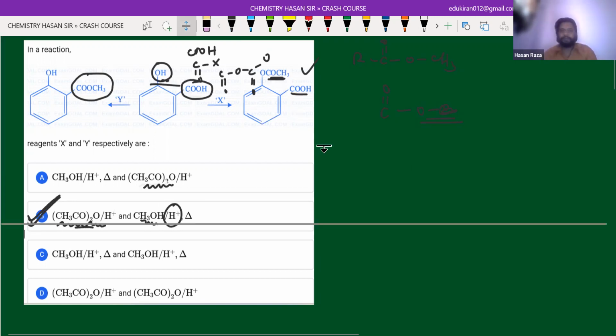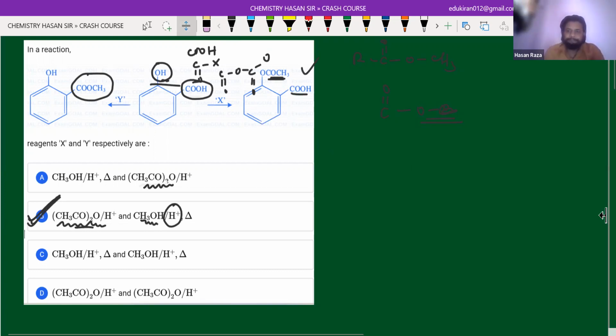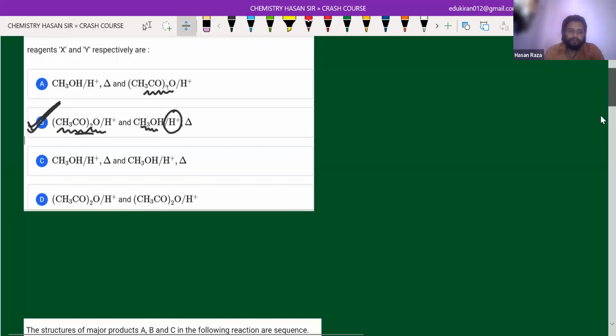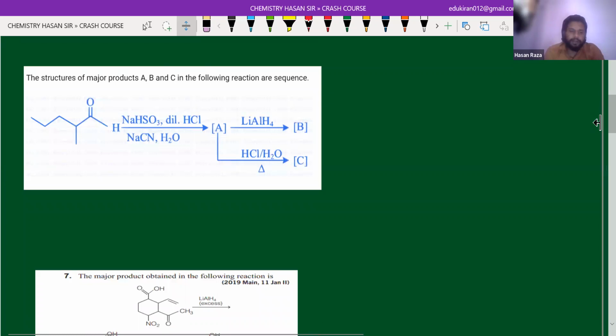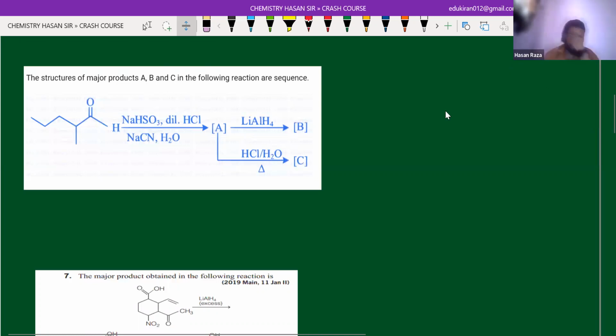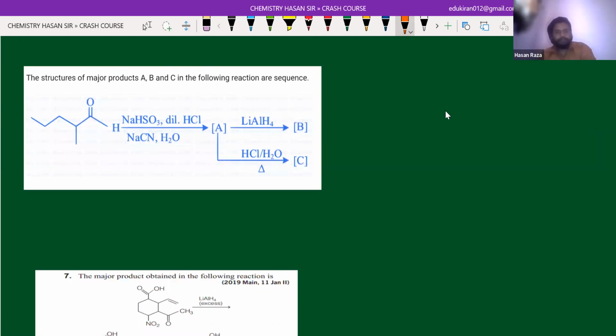Can I change the slide? Yes or no? Yes, sir. So this is your next question. You need to tell me the structure of products A, B, C. An aldehyde reacts with NaCN in the presence of water, and dilute HCl is there as well as NaHSO3.